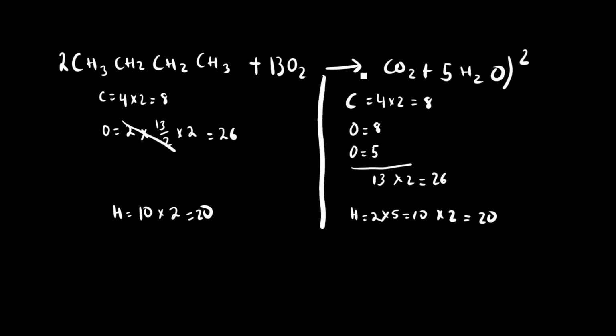So now instead of a coefficient of 4 in front of the carbon dioxide, we have a coefficient of 8, and then instead of a coefficient of 5, we end up having a coefficient of 10 in front of the water. And so now our equation is balanced.